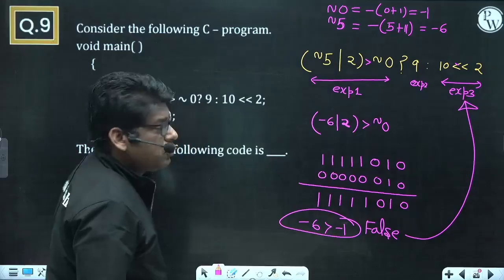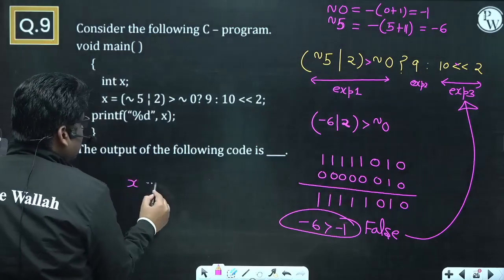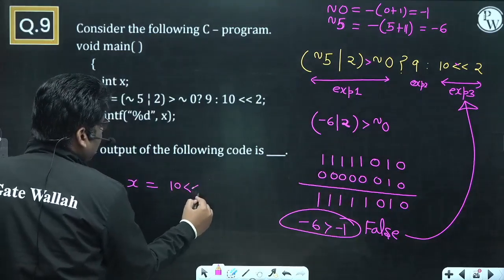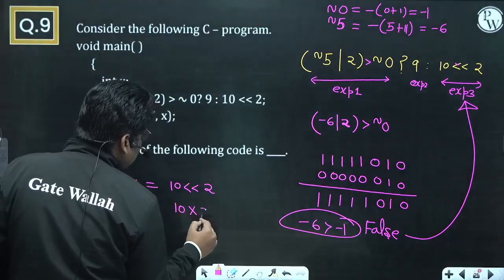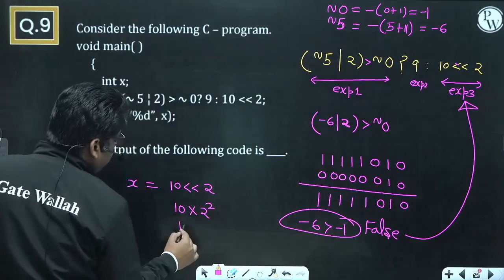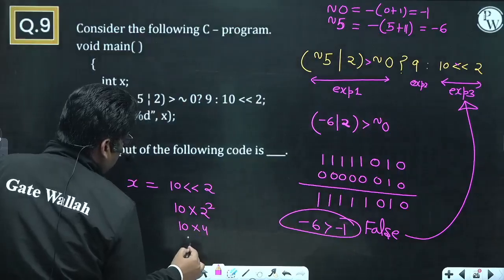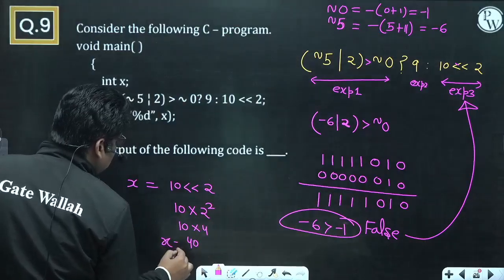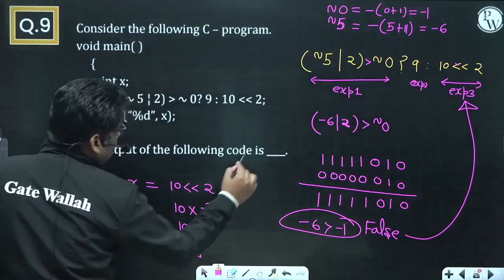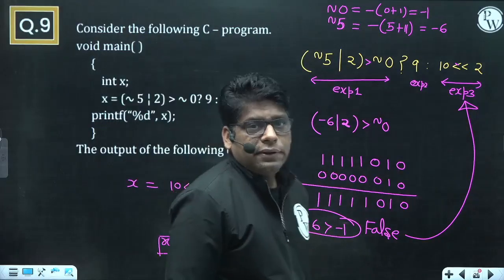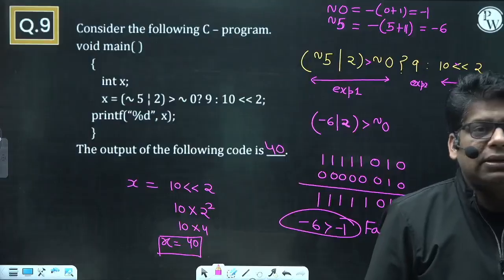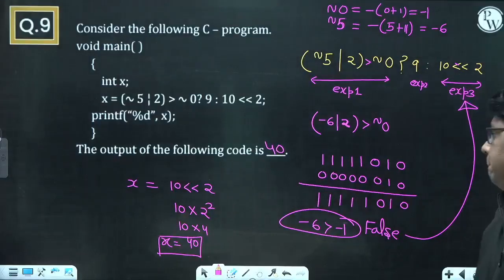expression 3. So can I say x is nothing but 10 right shift 2 times? Now 10 right shift 2 times is the same as 10 into 2 raised to the power 2, which is 10 into 4. So can I say the answer is 40? Can I say the answer is 40 or not?